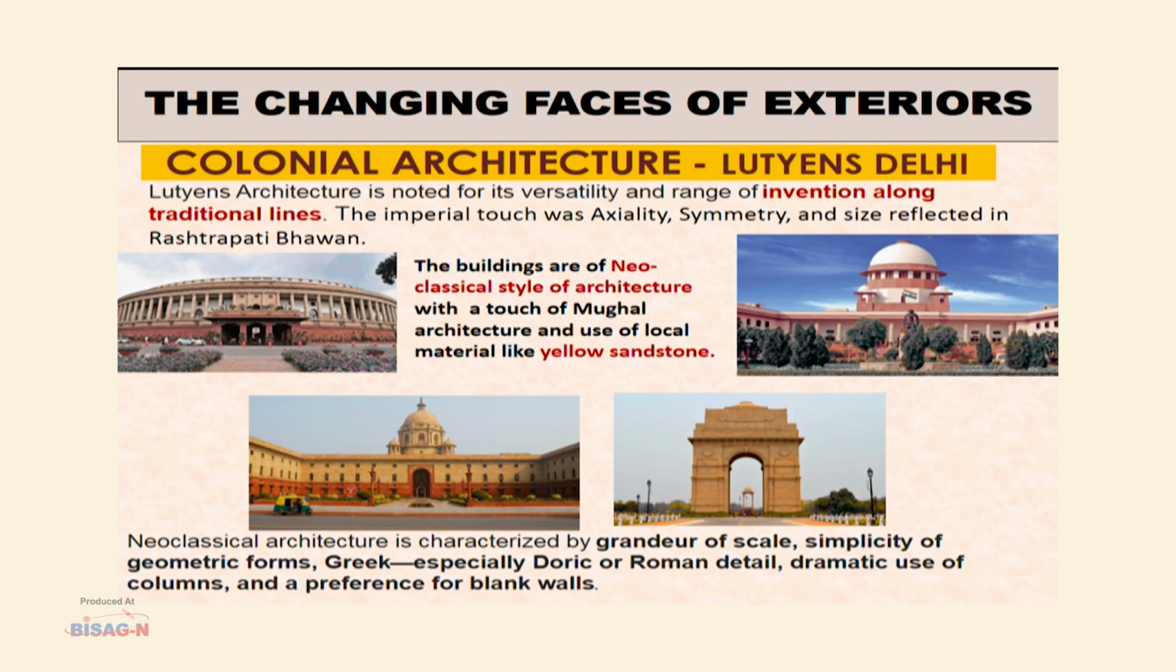So there was a touch of axiality, symmetry and size reflected in the Rashtrapati Bhavan. They were characterized by this grandeur of scale, simplicity of geometric forms, and they also had this influence of Greek, especially Doric, or Roman details and dramatic use of columns and a preference for blank walls. So we also see the neo-classical style of architecture with a touch of Mughal, and mostly they were built of yellow sandstone, which was again a locally available material.